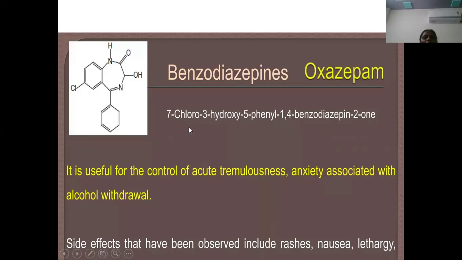So what is the IUPAC name for this? 7-chloro-3-hydroxy-5-phenyl 1,4 benzodiazepine 2-one. 2-one means at second position a C double bond group is present. So that's why we call it 2-one. Next, coming to the use. What is the use of oxazepam? It is useful for the control of acute tremulousness and anxiety associated with alcohol withdrawal. Next, the adverse effects, that is the side effects that have been observed, include rashes, nausea, and lethargy.